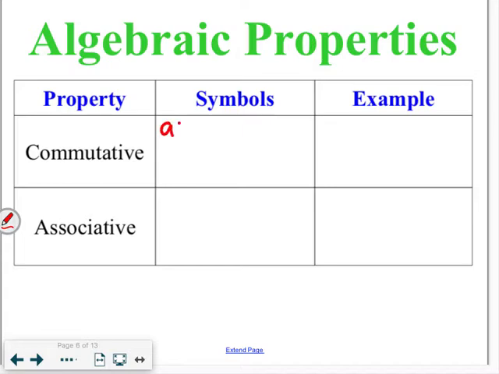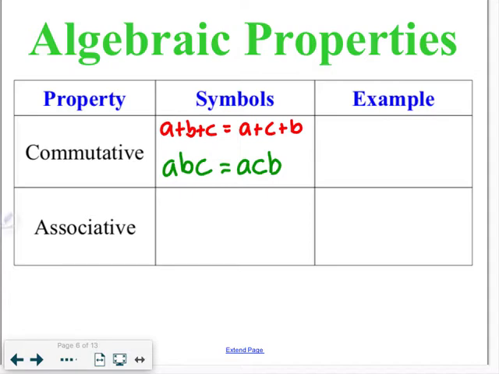So, for example, if I have A plus B plus C, I can switch that around to say A plus C plus B. Or if we're looking at it with the multiplication, A times B times C. Notice for multiplication, I just write the numbers next to each other. I do not need to have that times symbol in the middle of them. But I can still rearrange the order in which they are being multiplied.